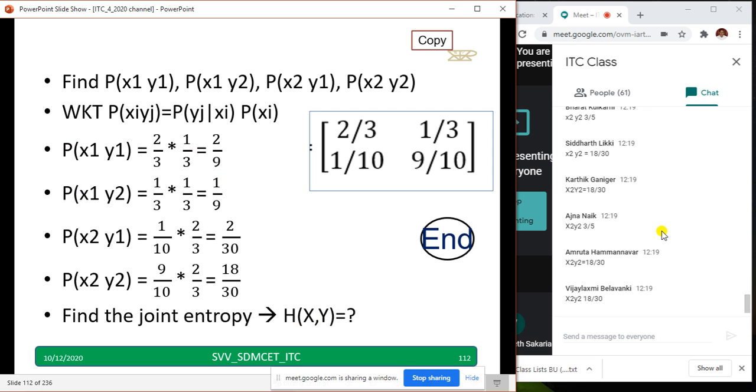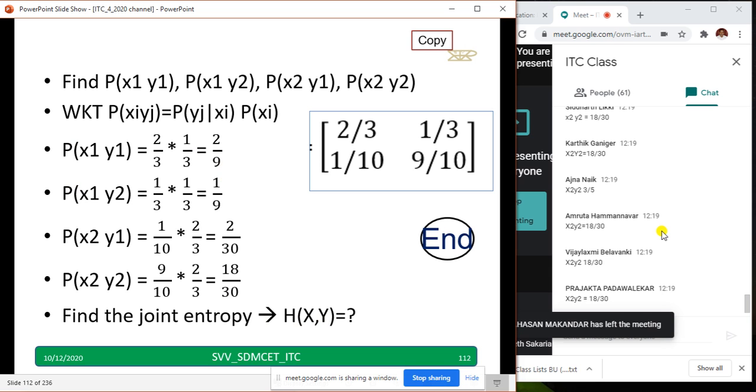Vijayalakshmi 18 by 30. x2 y2. Anyway, I have typed everything in the slide. Prajakta 18 by 30. If your answers are different, you can copy down this and we can have a discussion later. And I want you to now find out h of x comma y.